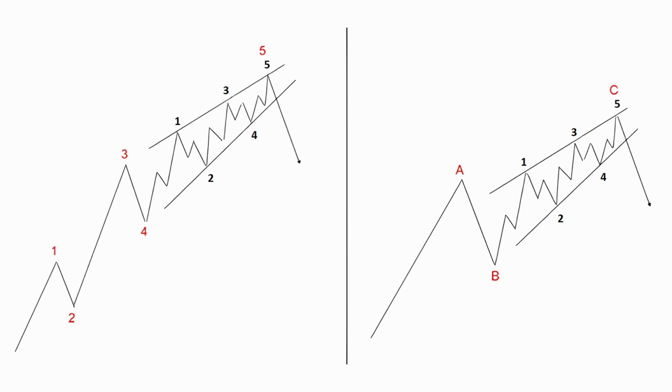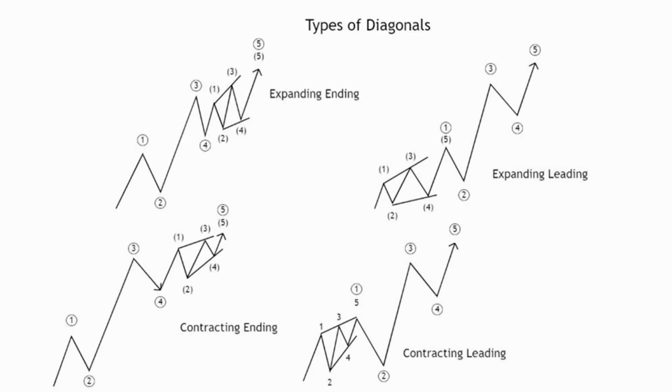Why do diagonals matter? They signal critical turning points or trend continuations, helping traders anticipate reversals or new moves. Spotting a diagonal can give you an edge in timing your trades. That's the basics of a diagonal.